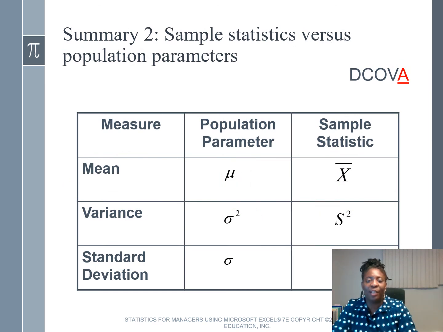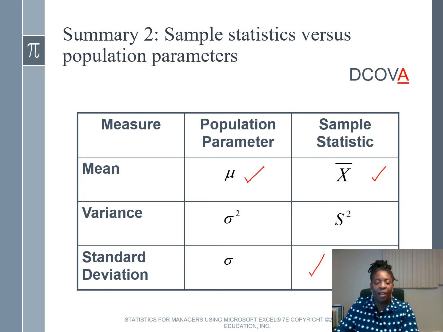We talked about the Greeks and the equivalent for sample statistics. So mean is X bar, population equivalent or parameter is mu. Standard deviation is S. The population equivalent is sigma. Variance is S squared. The population parameter equivalent is sigma squared.